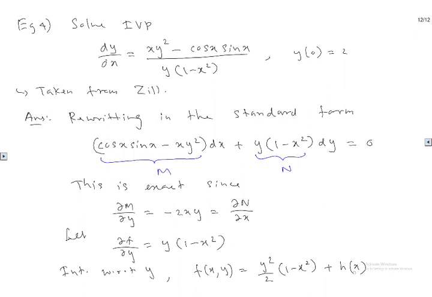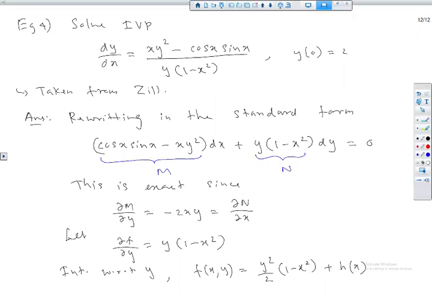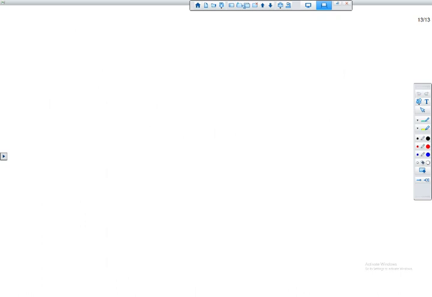So what do you do? We're going to take the derivative with respect to x, because we need to find the x function. So let's take the derivative with respect to x. If you do that, you're going to get ∂f/∂x equal to y squared over 2, that's a constant, times the derivative of the inside function, which gives negative 2x. If you simplify, it is negative x y squared plus h prime x.